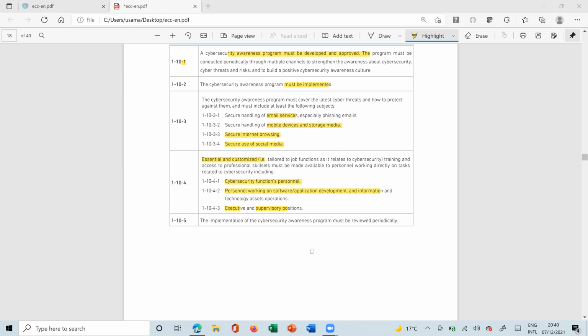And as you can see here, we define that there should be technical or awareness sessions for functional personnel, for persons who are working in software and information technology, IT. You can add from your side another for people working in manufacturing, for people working in security, for executives and supervisors, and so on. And finally, you will find the review period.